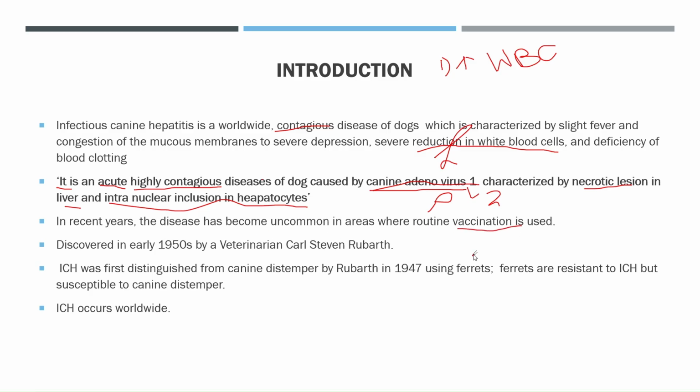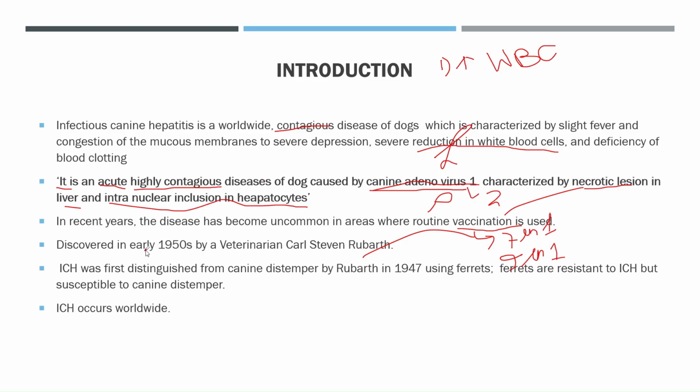So there are vaccines like, if you know, definitely 7-in-1 and similarly 9-in-1. These vaccines contain canine adenovirus 1 and other microorganisms also. Okay, we'll discuss later what the components of 9-in-1 and 7-in-1 are. So due to routine vaccination, the disease has become uncommon.